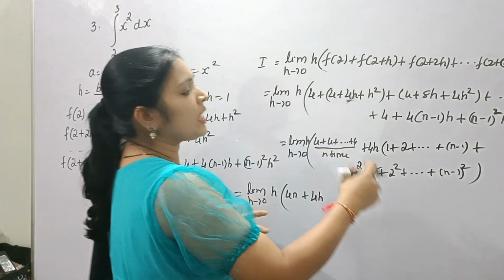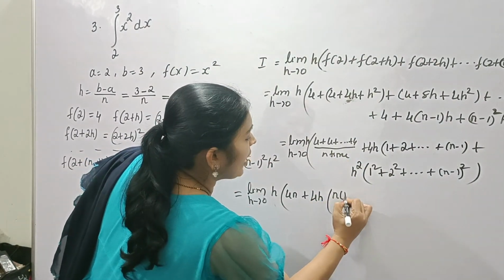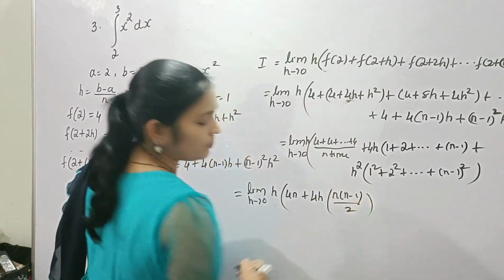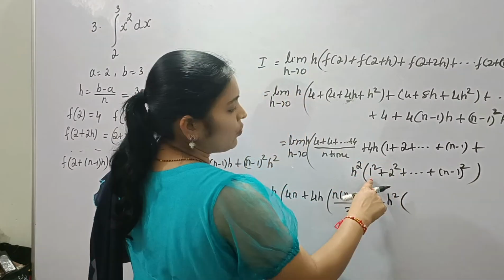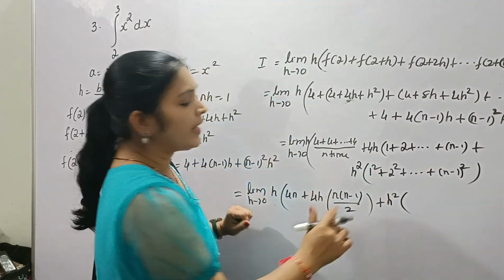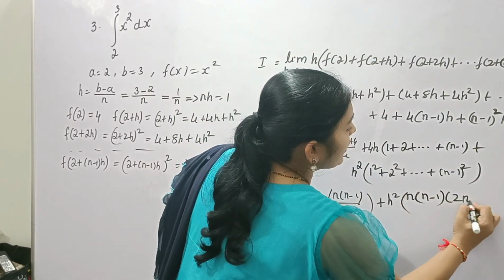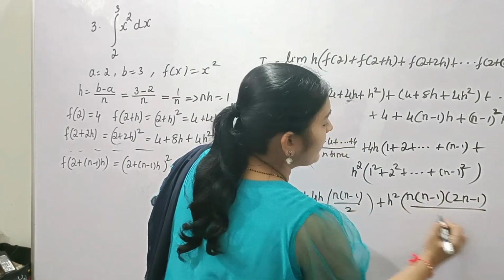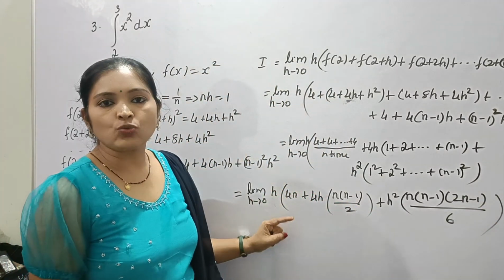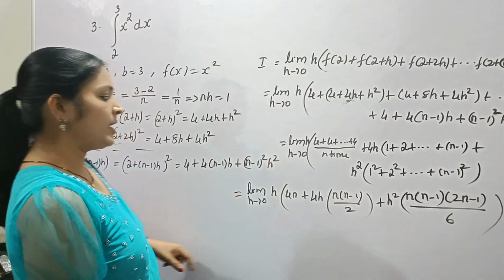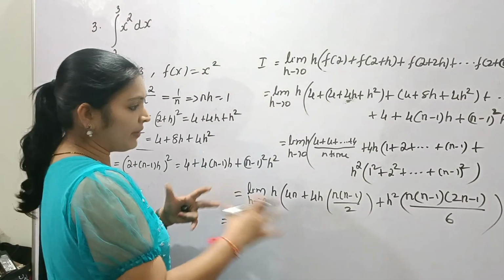Say 1 plus 2 plus 3 plus etc. plus n minus 1 is nothing but n into n minus 1 divided by 2, right? Plus here h square into, see what is the sum of this? n into n minus 1 into 2n minus 1 divided by 6. So that is equal to, now let's simplify this one.